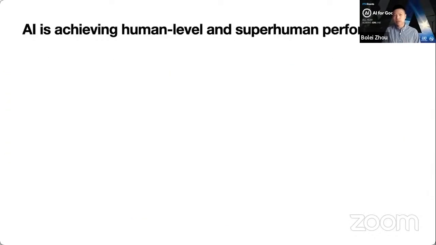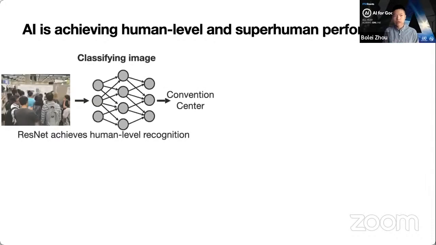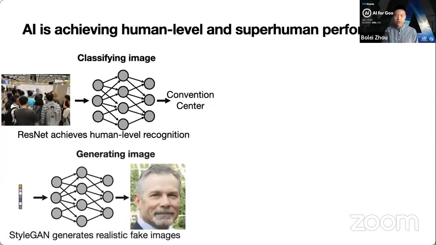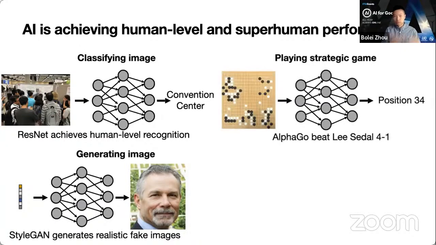Also, AI is achieving human-level and even superhuman performance on a range of tasks. For example, we have ResNet that achieves human-level recognition for image classification. We also have neural networks trained to generate images. Then we have StyleGAN that can generate realistic fake images. Also, the neural network AlphaGo is playing strategic games, such as the game of Go, and outperforms the best Go players in the world.